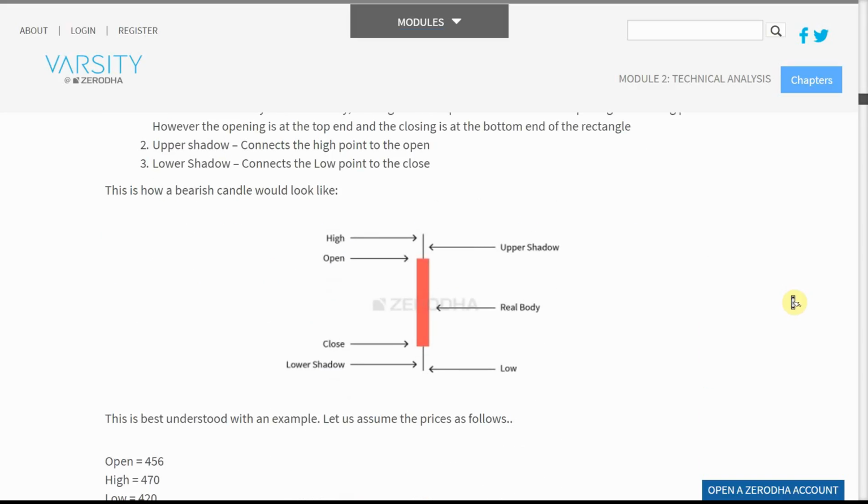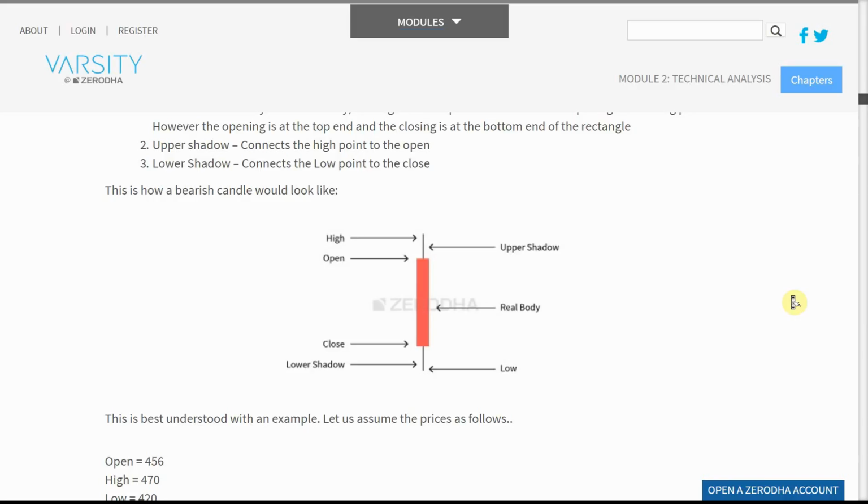This is best understood with an example. Let us assume the price is as follows. Open equals 456. High equals 470. Low equals 420. Close equals 435.